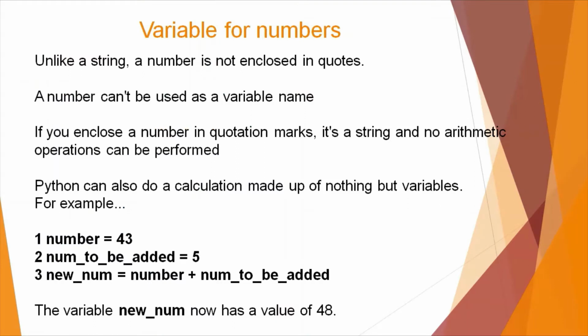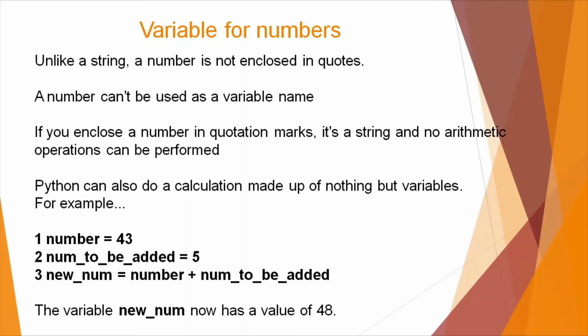So we can also have variables for numbers. We can assign numeric values to variables and perform arithmetic or different operations on them. Unlike a string, a number is not enclosed in quotation marks. A number can't be used as a variable name. If you enclose a number in quotation marks, it's a string and no arithmetic operations can be performed.